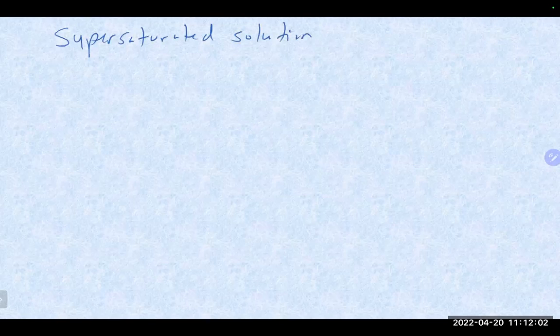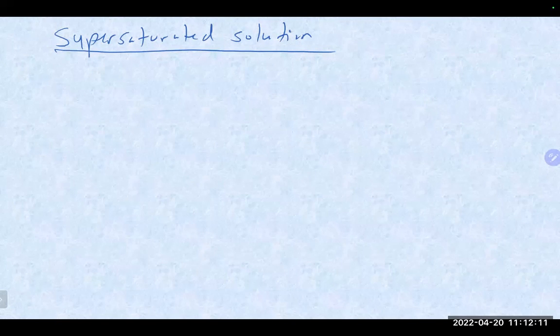A supersaturated solution is like a saturated solution, but super. And thank you for not laughing. All right. So how do you typically make a supersaturated solution? Well, typically you start by making a saturated solution.